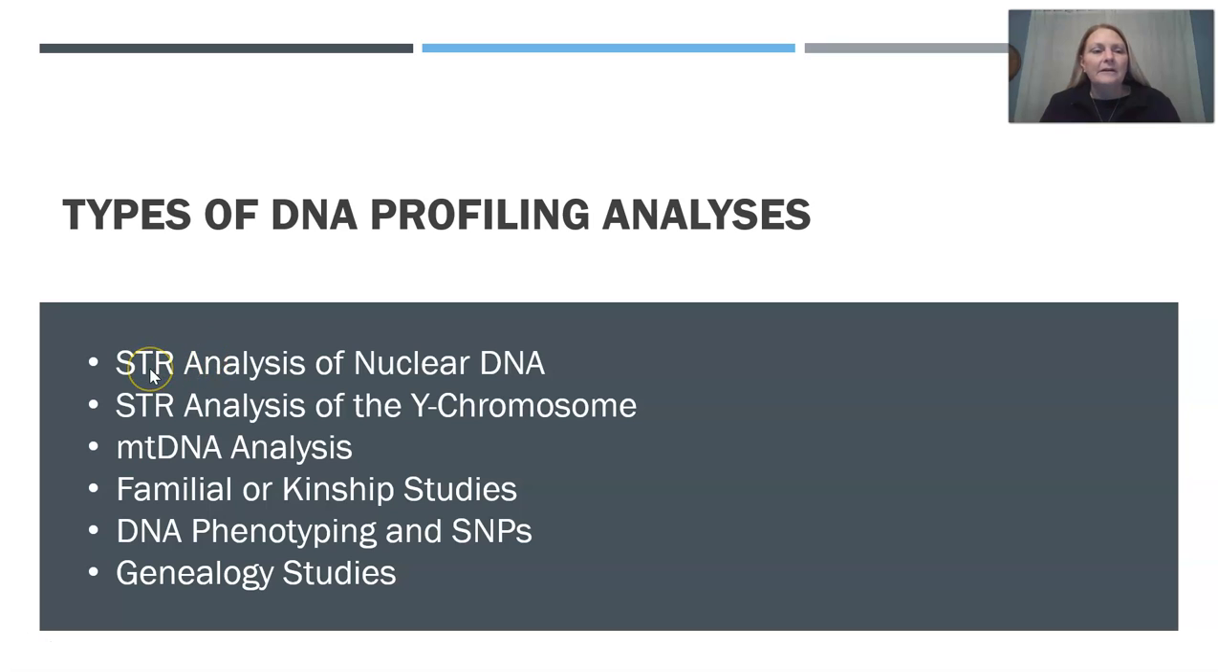We've already talked a lot about this first one here, the STR analysis of your regular nuclear DNA. So we've already covered that bullet point, looking at STRs. But what we're going to look at today is STR analysis of the Y chromosome and also mitochondrial DNA analysis. And then we'll look at these other three bullet points at a later date.